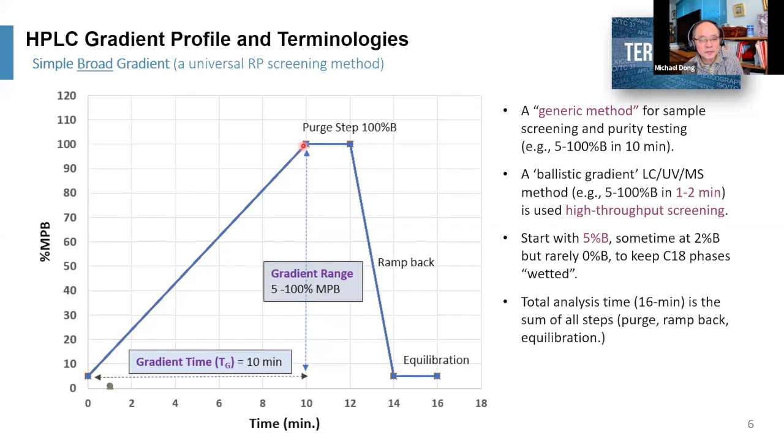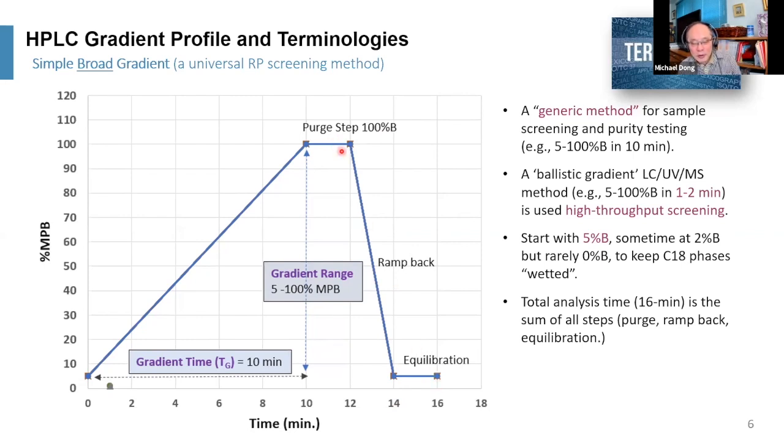It's almost the same. And then most gradient profiles have a purging step, a few minutes at 100% B. And then you have to equilibrate back to the starting condition, right? If you don't equilibrate back, you will not get reproducible gradient analysis. So equilibration typically is 5 times the column volume, right? So typically about 2 minutes in modern HPLC.